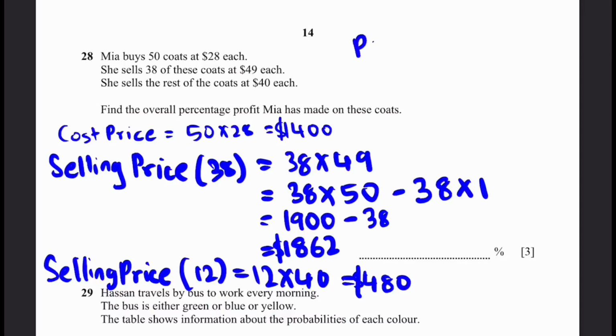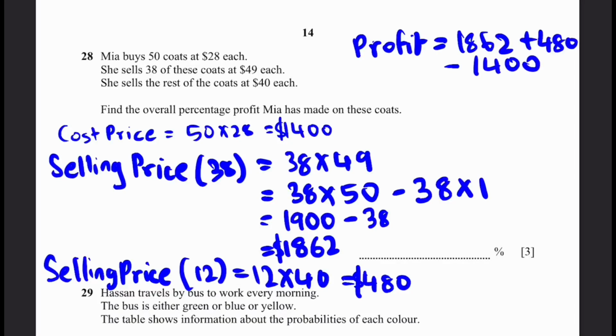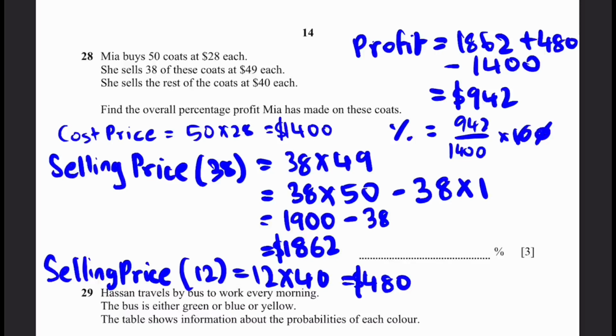So the profit equals 1862 plus 480 minus 1400, which is equal to 1862 minus 1400 is equal to 462. Add 480 to it, it'll become $942. So the percentage will be equal to 942 by 1,400 multiplied by 100. Cut those out, the zeros. And then we divide 942 by 14.